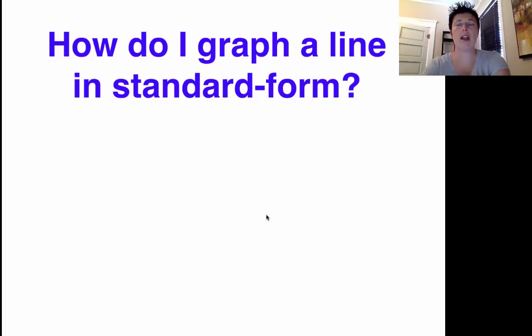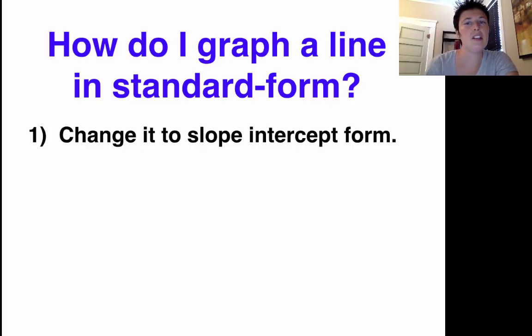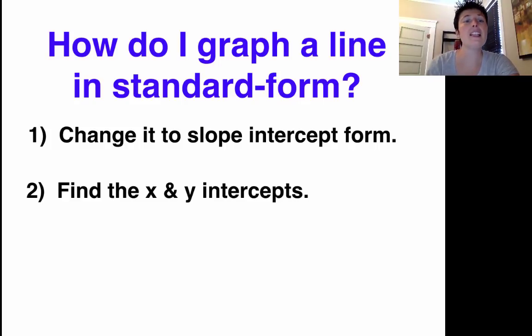Okay, so final wrap-up notes here to write down. How do I graph a line in standard form? You got 2 options. 1, change it to slope-intercept and do what you already know how to do. Y equals mx plus b. Some people, this is the way they want to do every problem, and that's totally fine if that's the way that works best for you. Second way, find the x and y intercepts. Plot them on a graph and connect them. Put the 0 in for y, put the 0 in for x, and find those intercepts. Both strategies work.